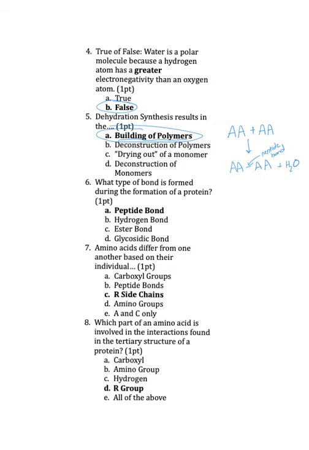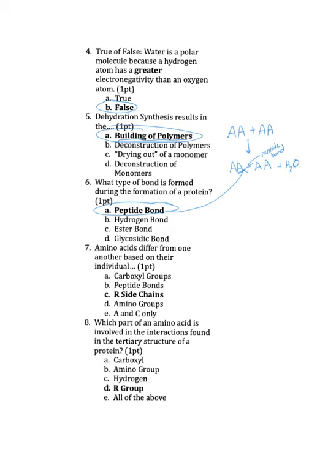The opposite of dehydration synthesis is hydrolysis. Hydrolysis is the deconstruction of polymers, where you add water to break bonds. Okay. All right, question 6. What type of bond is formed during the formation of a protein? Well, that was the one I just talked about here. That's the peptide bond. A peptide bond is connecting 2 amino acids together.